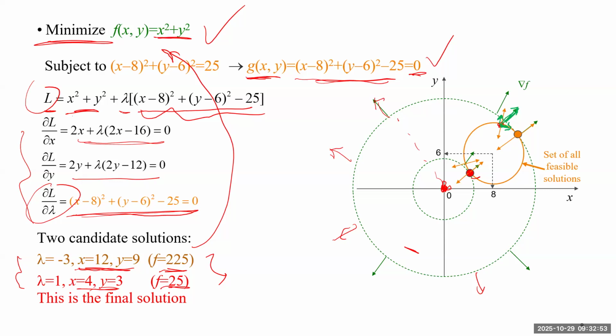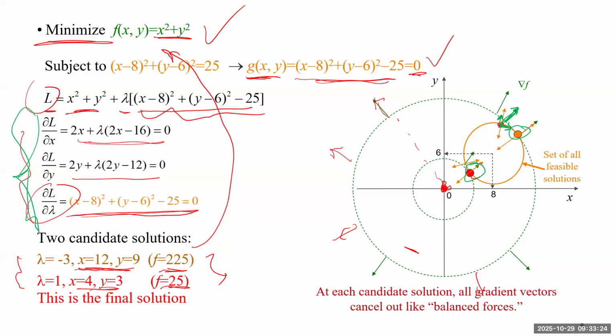So all the visualization you're looking at right now is the projection from a higher dimension. Which means finally, only those 2 points can be stationary points of L. That explains why we can calculate the gradient vector of the new Lagrangian cost function and find stationary points. All the stationary points are like a state in this space. All the forces added to the point cancel out. So at each candidate solution, all gradient vectors cancel out like balanced forces.